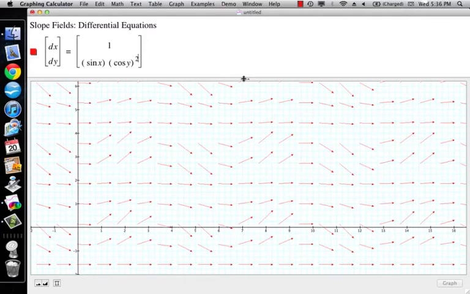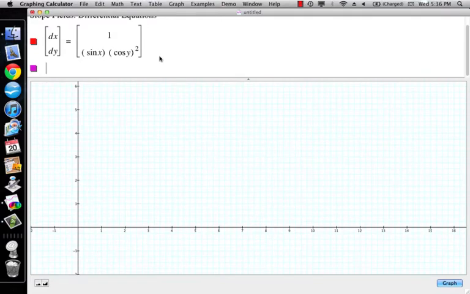So there's my slope field, and you can sort of see that if I come in like that, it goes up, then down, and then up. It's hard to see exactly what should happen, but this is a separable differential equation, so you should know how to handle that. What I come up with is tan y equals negative cosine x plus c.